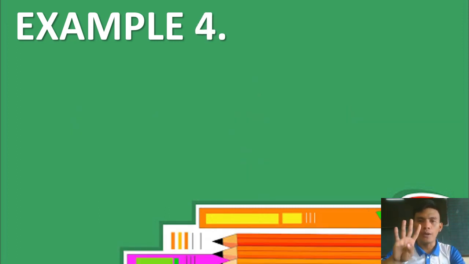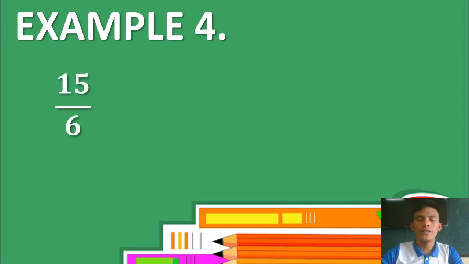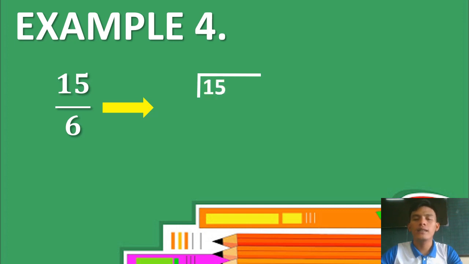Example number 4. The given is 15/6. 15 is inside, which is our numerator. 6 is outside, which is our denominator. 15 is greater than 6, so we can divide directly. 15 divided by 6 is 2. 2 times 6 is 12. 15 minus 12 is 3. 3 is less than 6, so we need to add 0.